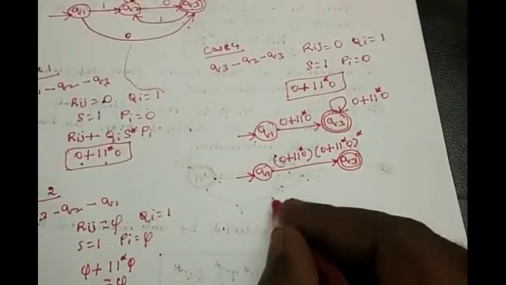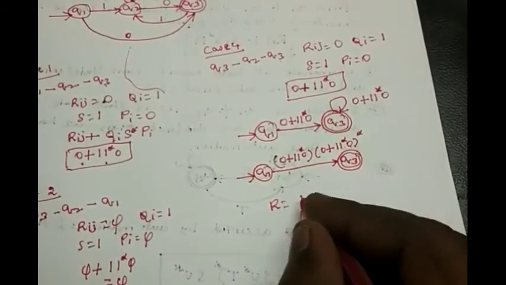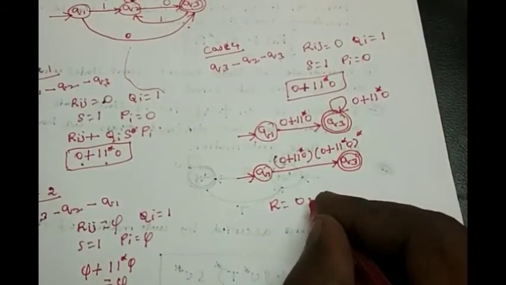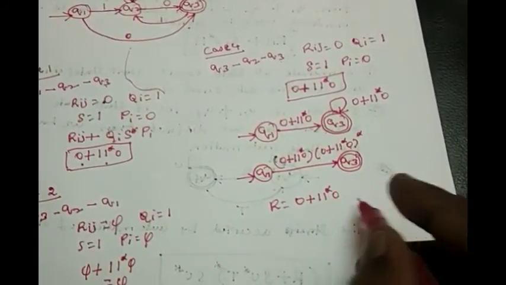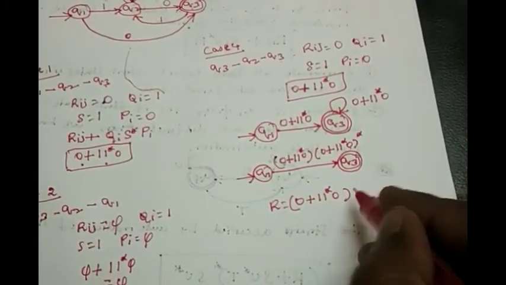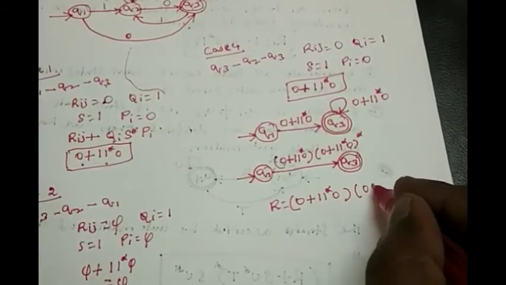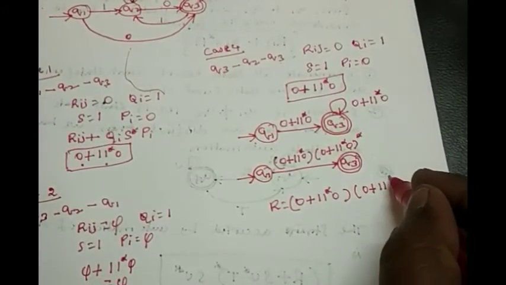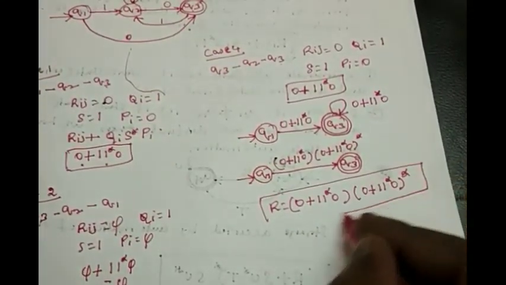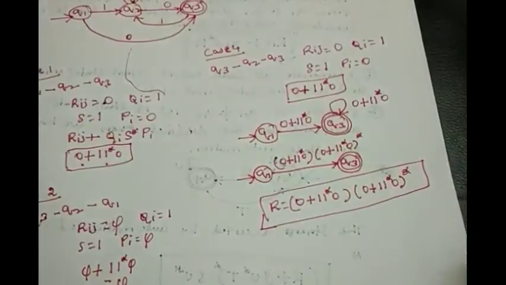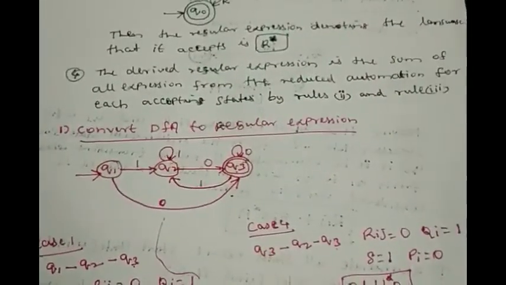So the regular expression you derive from this is R equal to 0 plus 1 star 0 followed by 0 plus 1 star 0 whole star. Okay, so this is the equivalent regular expression for the given problem here.